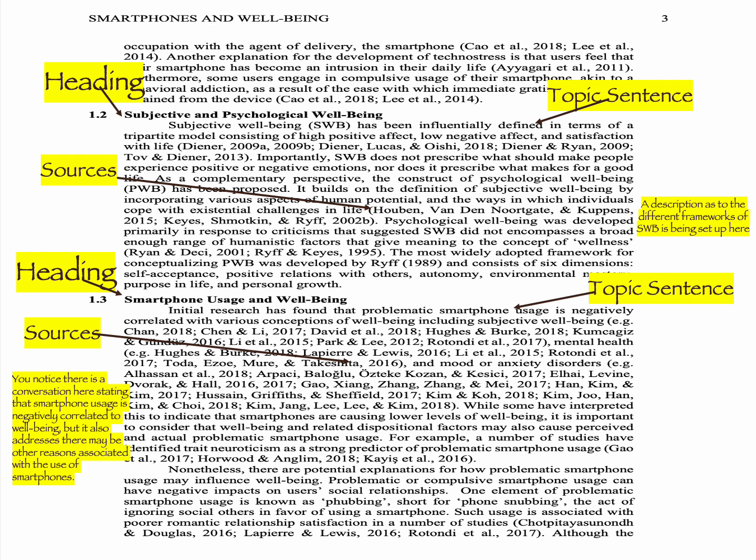So let me read it and then we'll break it down. Subjective well-being has been influentially defined in terms of a tripartite model consisting of high positive affect, low negative affect, and satisfaction with life. So where did that topic sentence come from? It came from Diener, Lucas, and Oishi, Diener and Ryan, Tov and Diener. So it seems to be focusing on Diener's writings, but it's a summation of all these sources there, right?